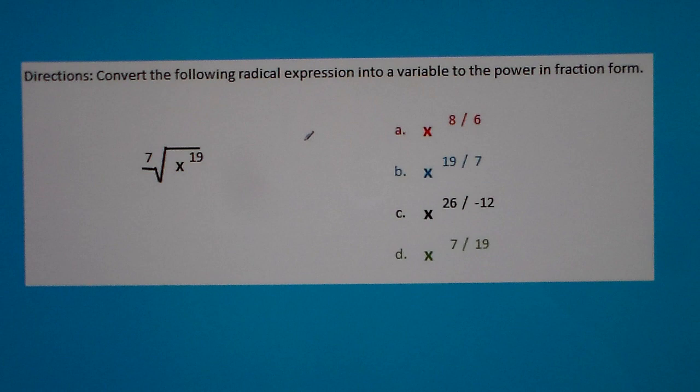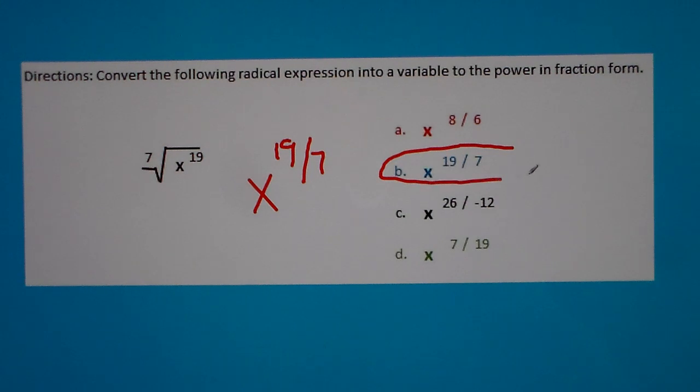Let's do a couple together. The directions say, convert the following radical expression into a variable to the power in fraction form. So we have the 7th root of x to the 19th, so it'll be x to the 19, and then divide by 7 in that power. So it'll be 19 over 7 in the power, so our answer is B.